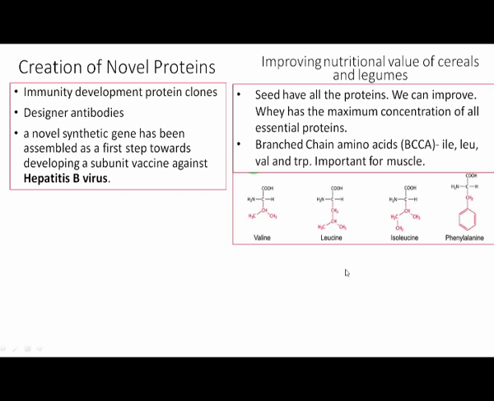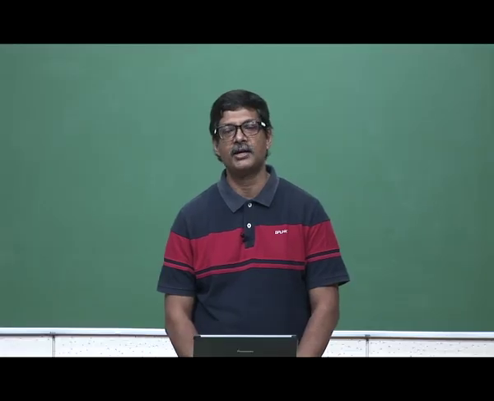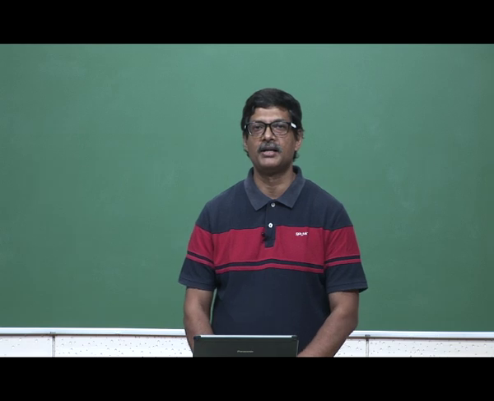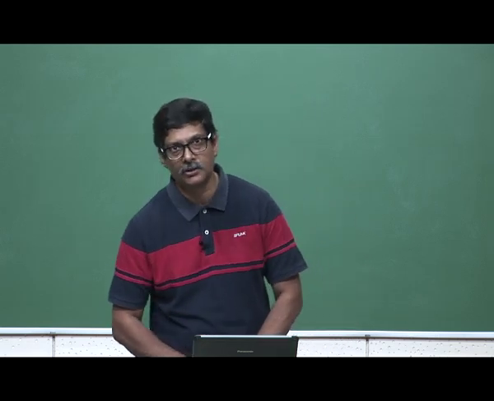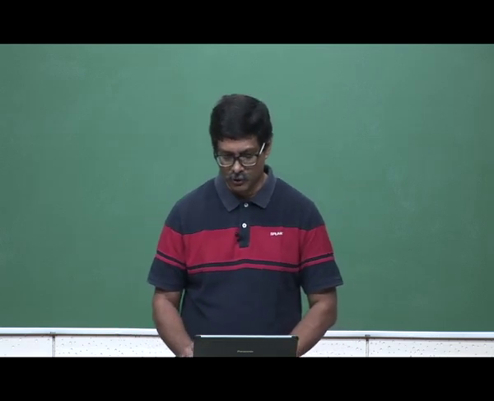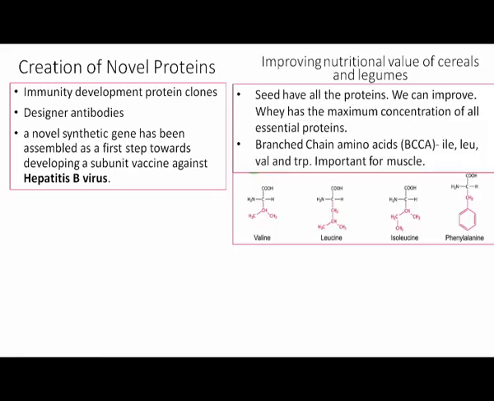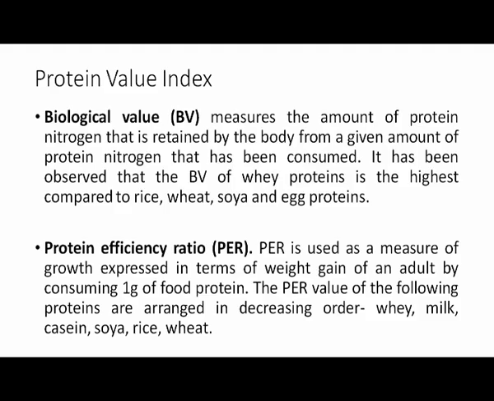So, that can actually be done by genetic engineering, and then the legumes or the cereals that you take will consist not only of their own proteins, but proteins having branched chain amino acids, and consumption of those branched chain amino acid containing proteins will help you develop your muscles and keep your muscles healthy. Now, whatever you do, finally you need to have some parameter to define the protein value.